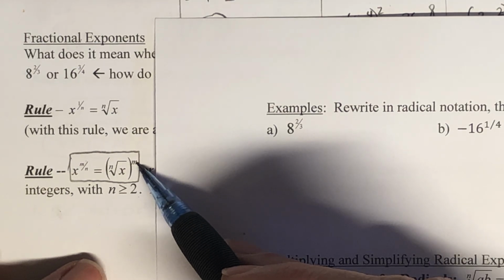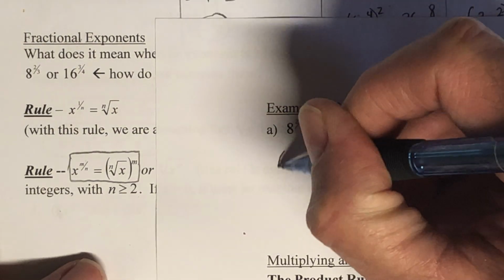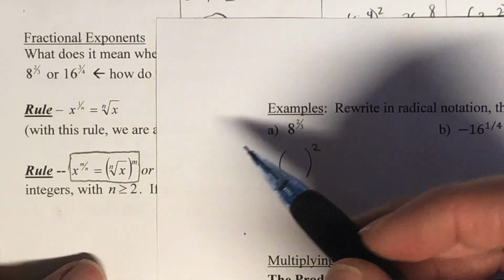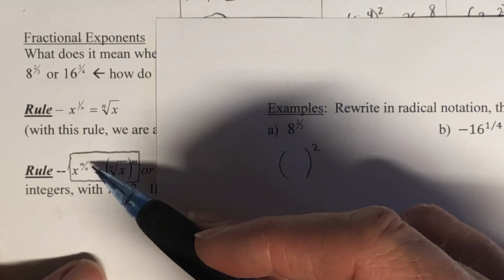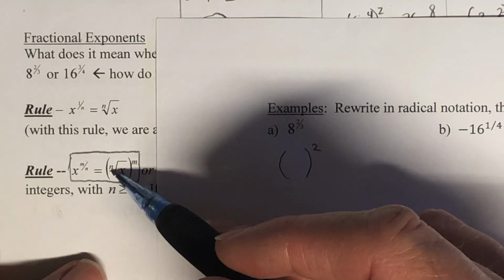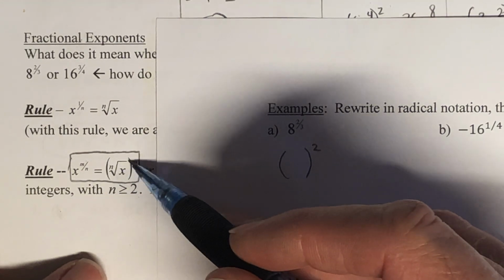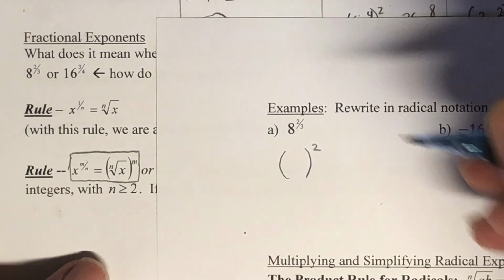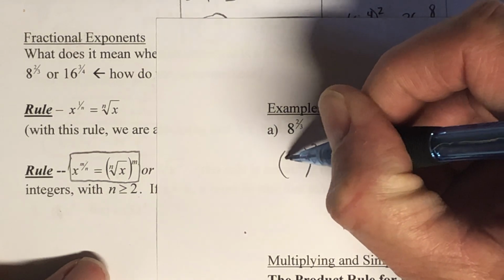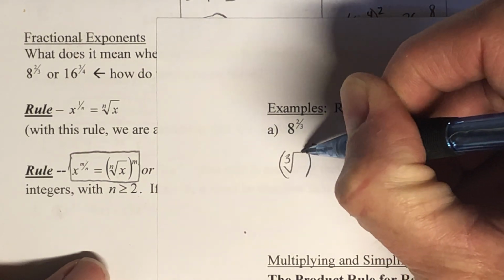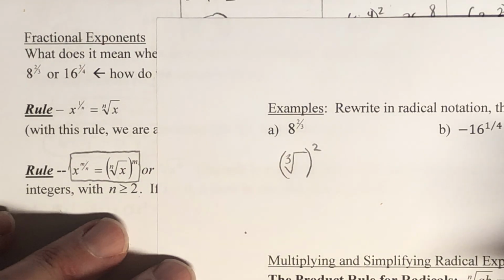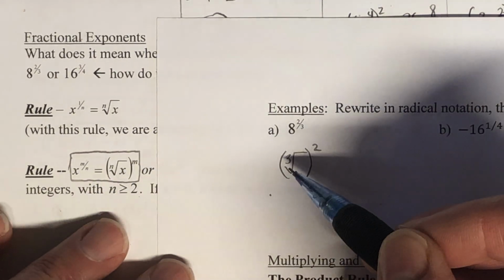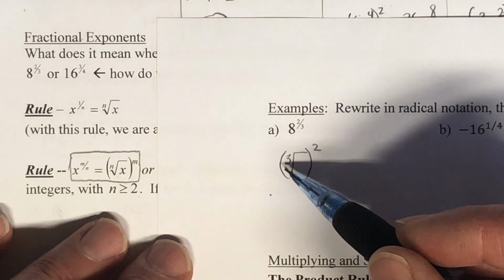You make a bracket right here. You put the 2 on the outside, because the m is the top of the fraction. The n is the bottom, and that's going to be the index number that tells you what kind of root you have. Since the number on the bottom of the fraction is 3, that means it's going to be a cube root. If that number on the bottom had been 4, then it'd be a 4th root. If it had been a 2, then it'd be a square root.